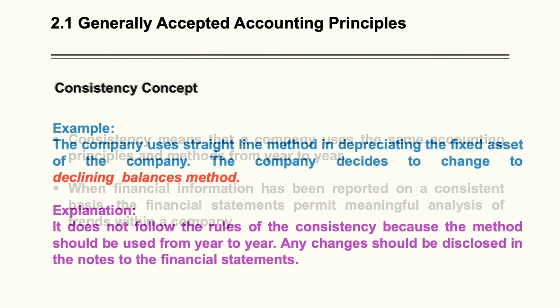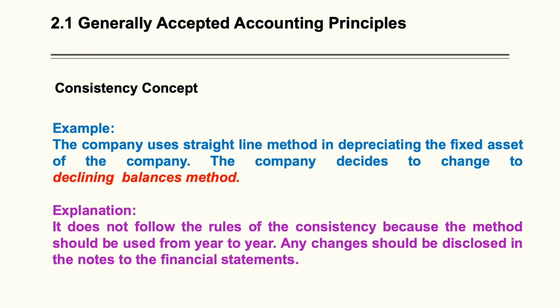So let me give you one example. The company used the straight line method in depreciating the fixed assets of the company. So now the company decides to change to the declining balance method. Can they do that? So of course the answer is no, right?